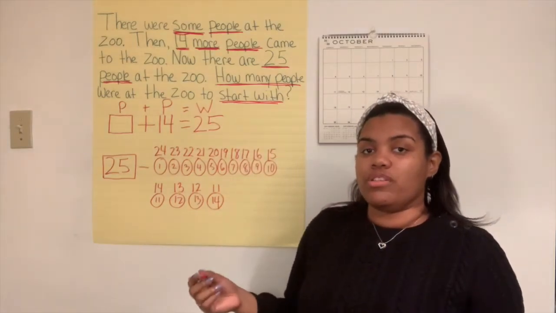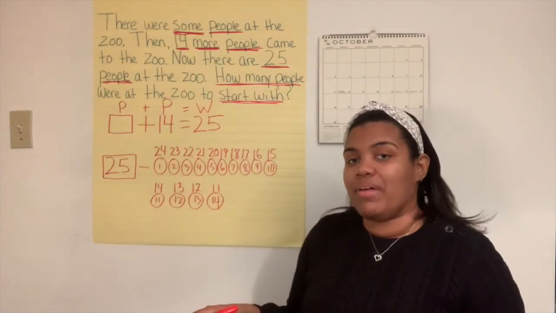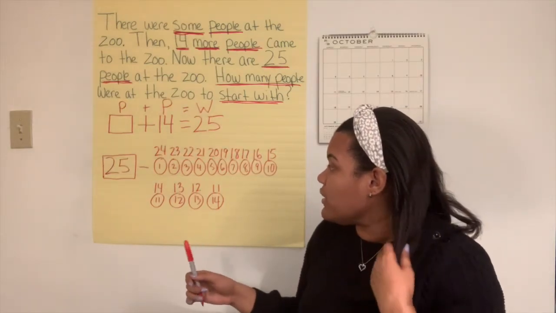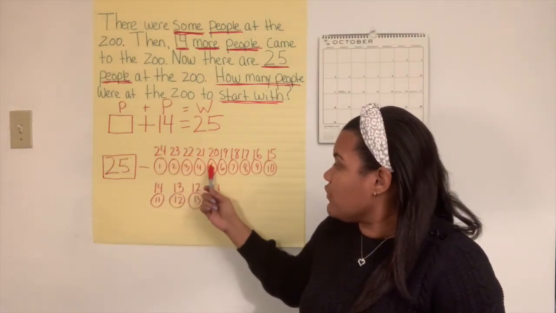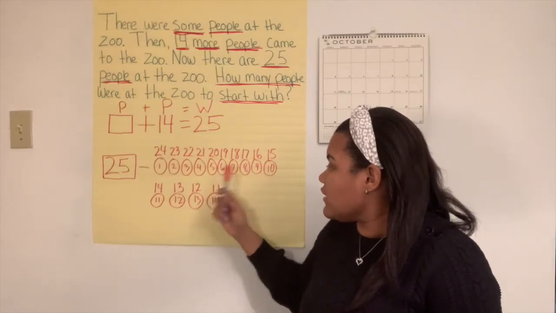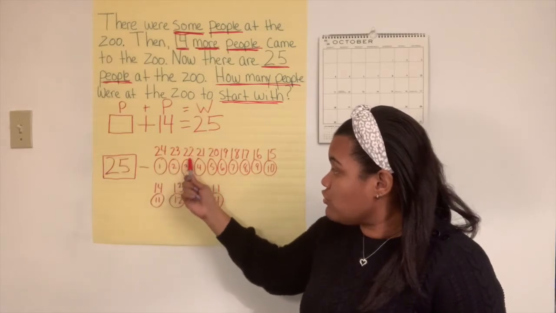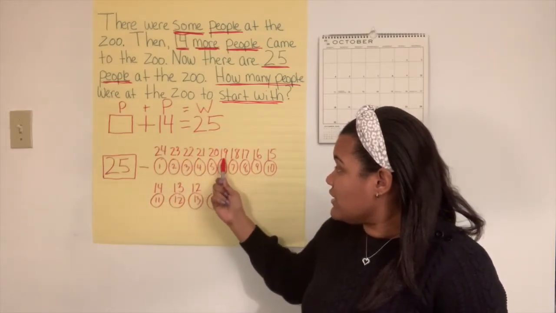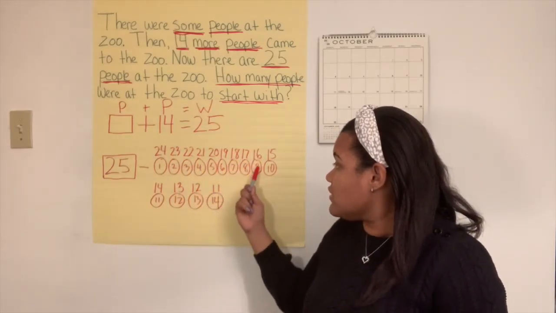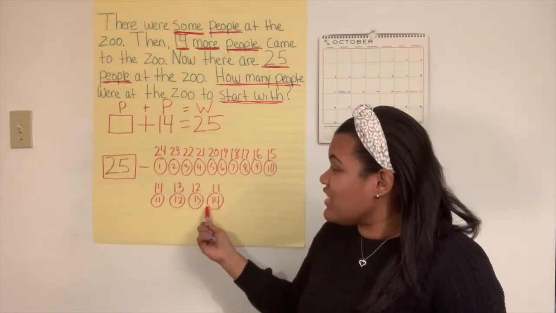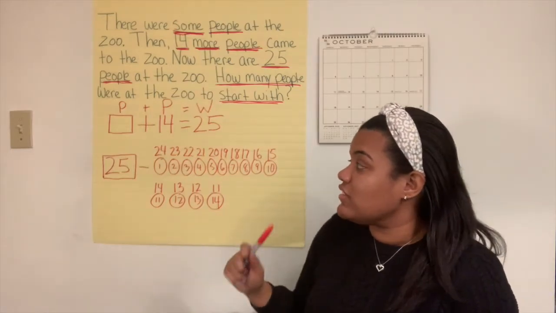Double checking is always a way to make sure we don't have any simple math errors, okay? We want to avoid those. So let me double check right now. So we have 1, 2, 3, 4, 5, 6, 7, 8, 9, 10, 11, 12, 13, 14, 24, 23, 22, 21, 20, 19, 18, 17, 16, 15, 14, 13, 12, 11. So now I'm completely sure because I double checked.